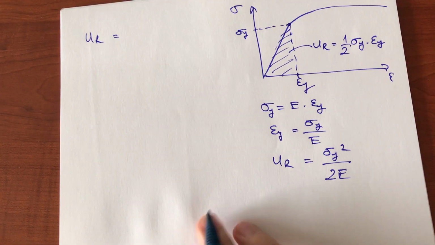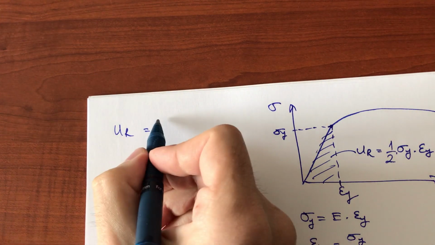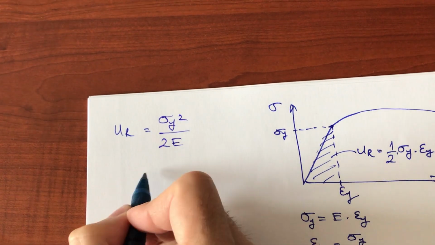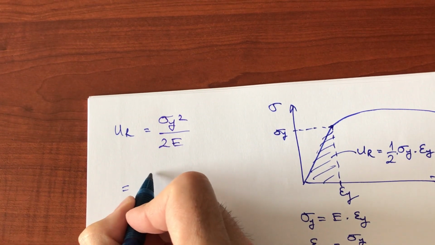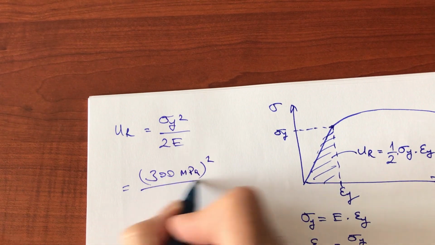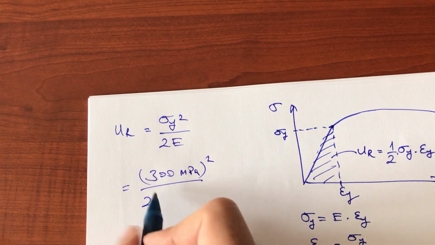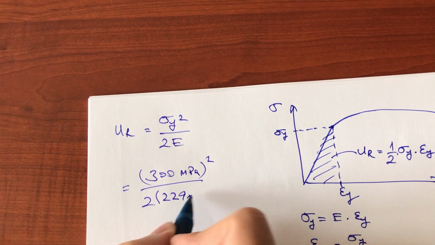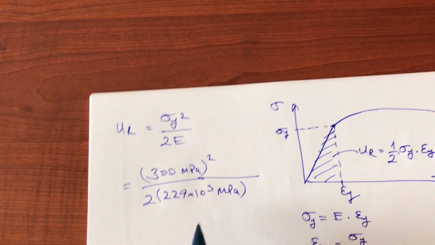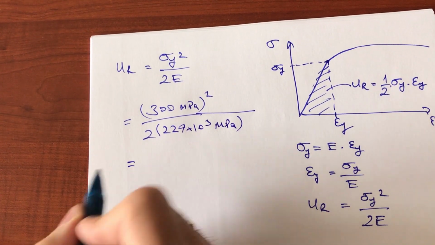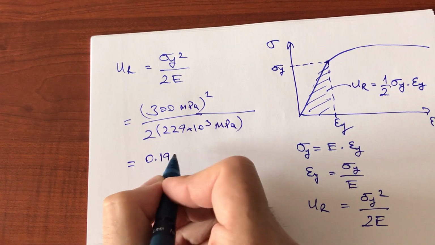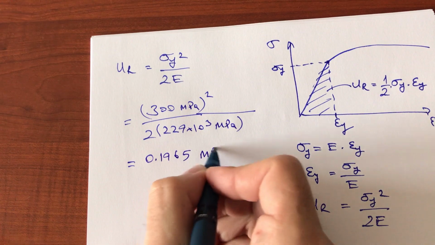Then we can directly substitute the values given in the problem. 300 megapascals squared divided by 2 times 229 times 10 to the power 3 megapascals. If you calculate this value, this is 0.1965 megapascals.